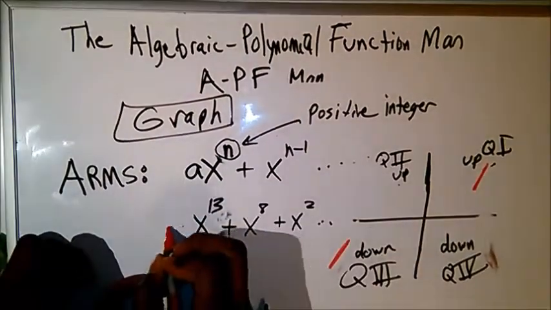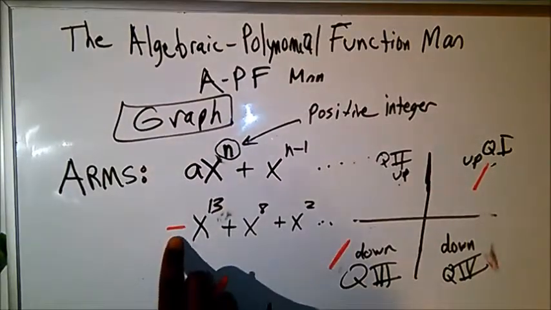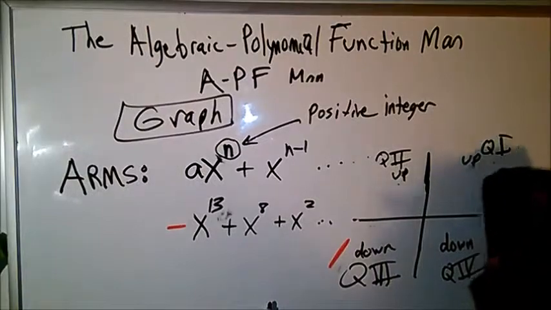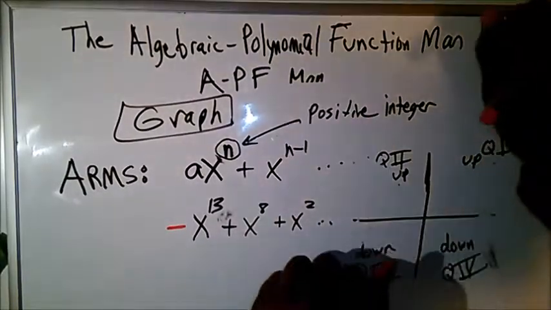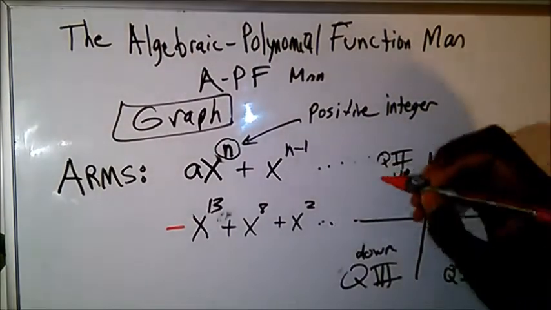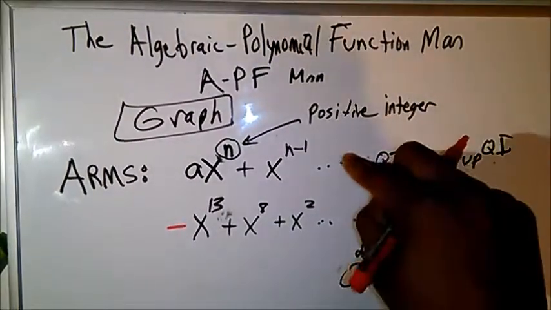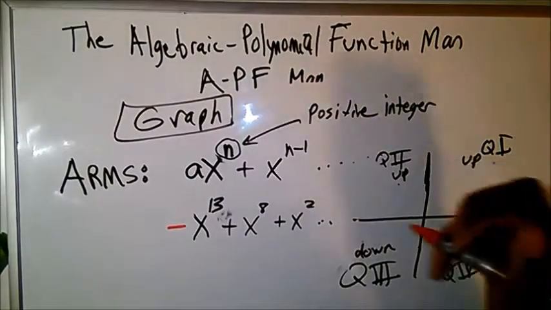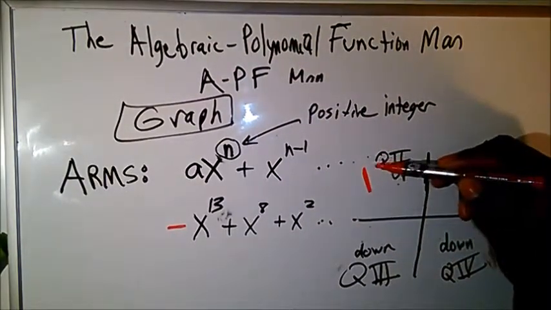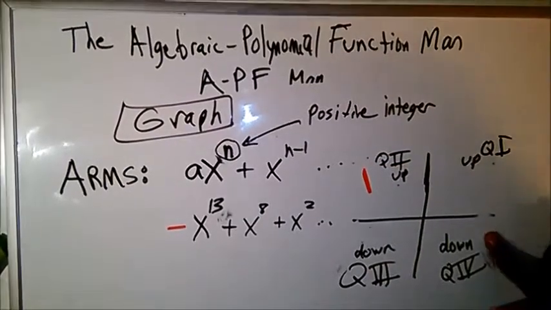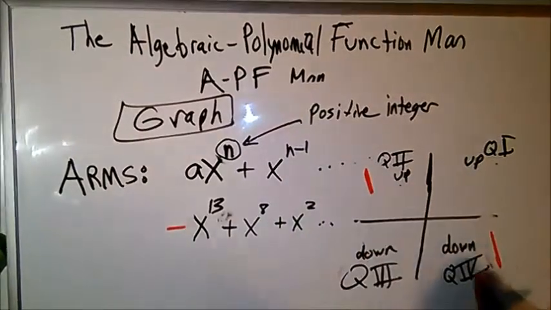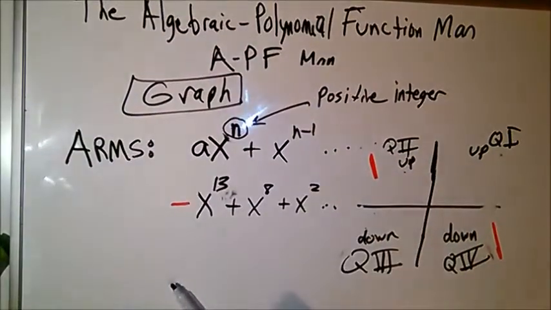Now, if it is odd and the function is negative, then the arms are going to flip. Okay? So this time it's going to start, we always read the graph from left to right, remember that. So it's going to start from up left in quadrant 2, and it's going to end down in quadrant 4. So up left, down right. Okay?